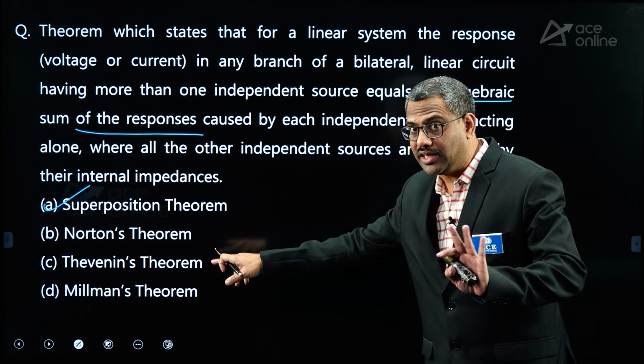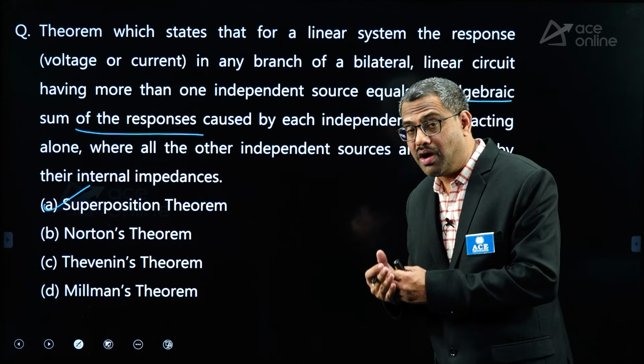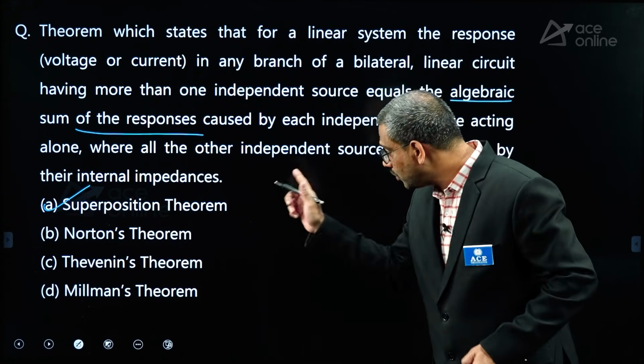Thevenin's and Norton's are reduction techniques. Millman's is also a reduction, in parallel generator form. So which theorem will give this? The sum of individual effects is the total effect, that is additive property, the superposition theorem.